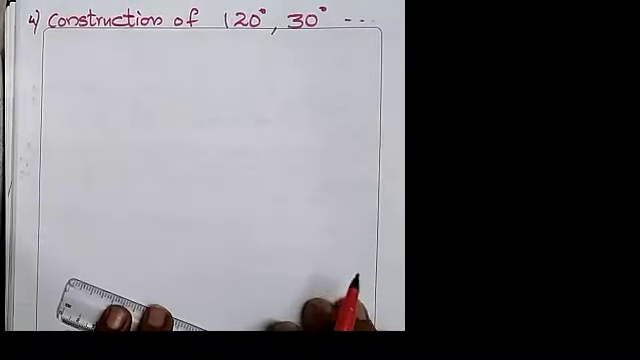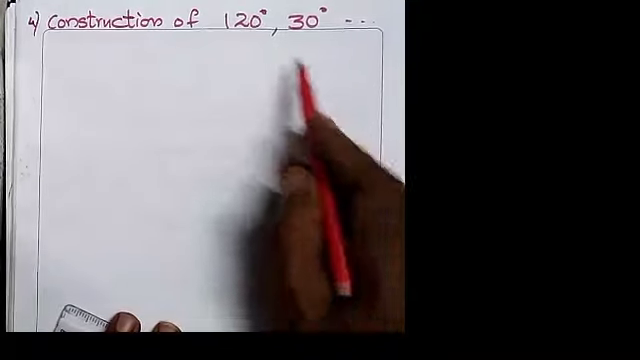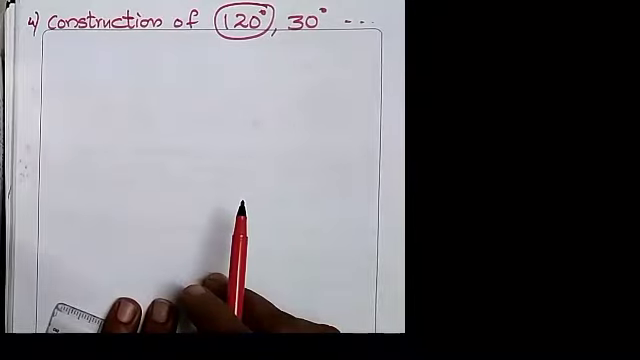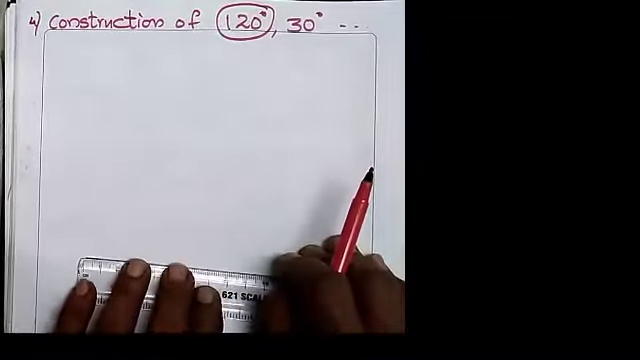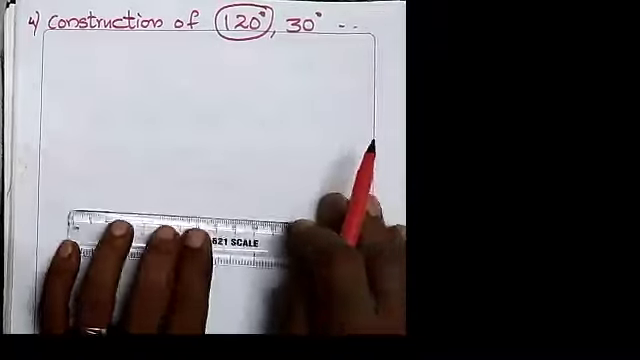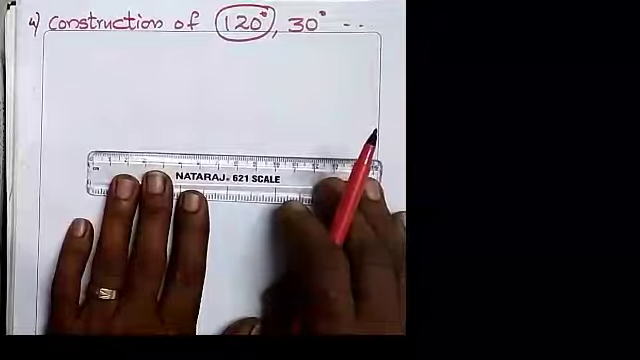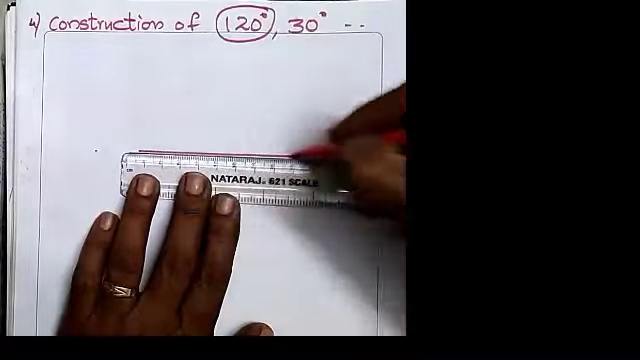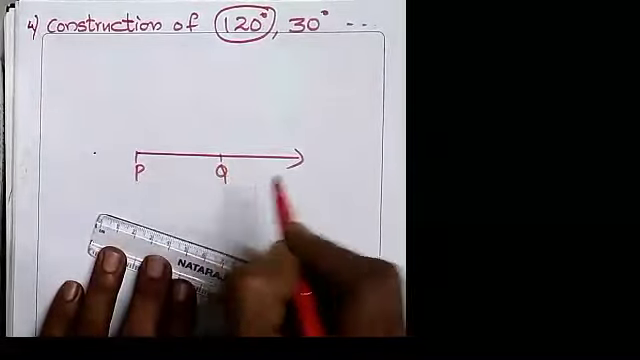Next, construction of 120 degree, 30 degree, etc. So first angle 120 degree. How can we construct 120 degree? For that, you know the construction of 60 degree measure. The same construction we can start. So just you select a ray. Here you can see ray PQ. Suppose the point P and here it is Q.